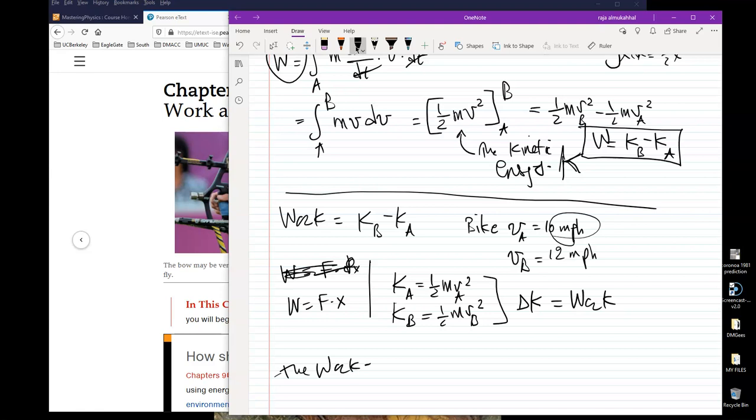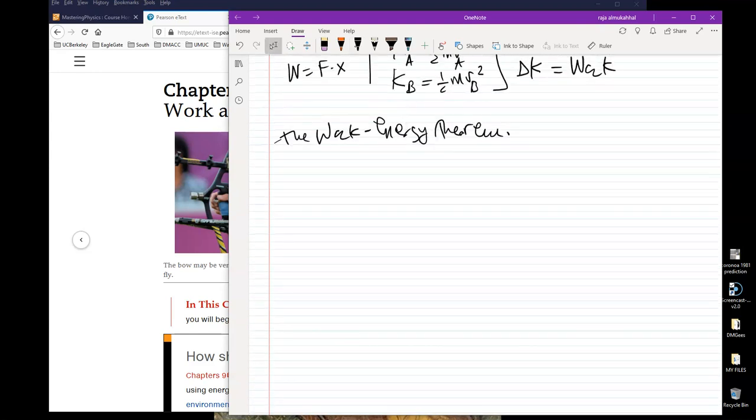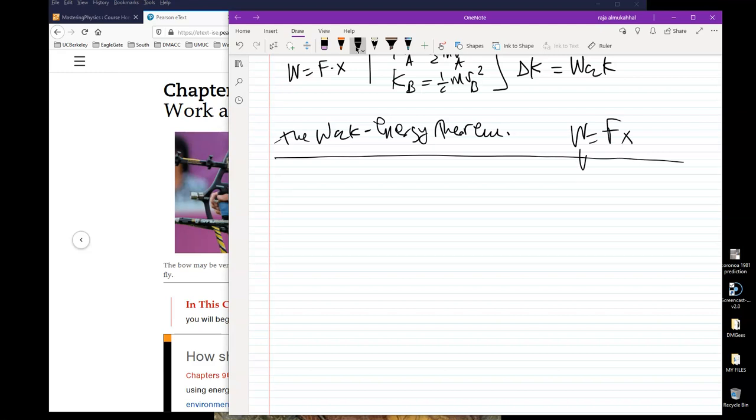The work-energy theorem. More on it in a minute. All right, another thing, more on the work-energy theorem. So far we have said that work is equal to Fx, and also work is the difference delta K, the kinetic energy.